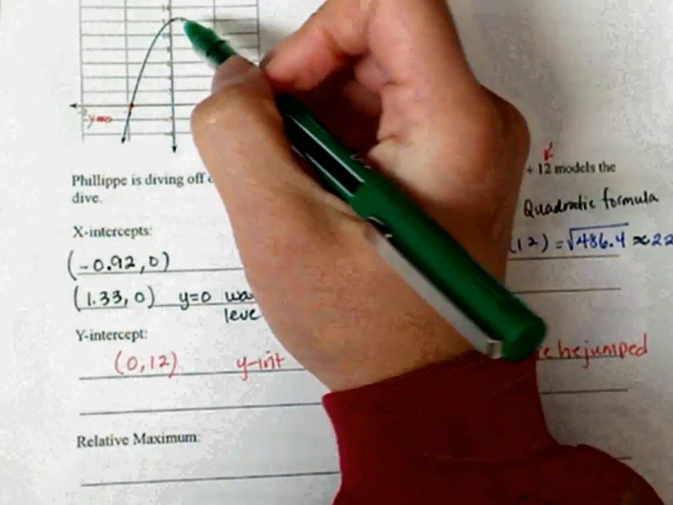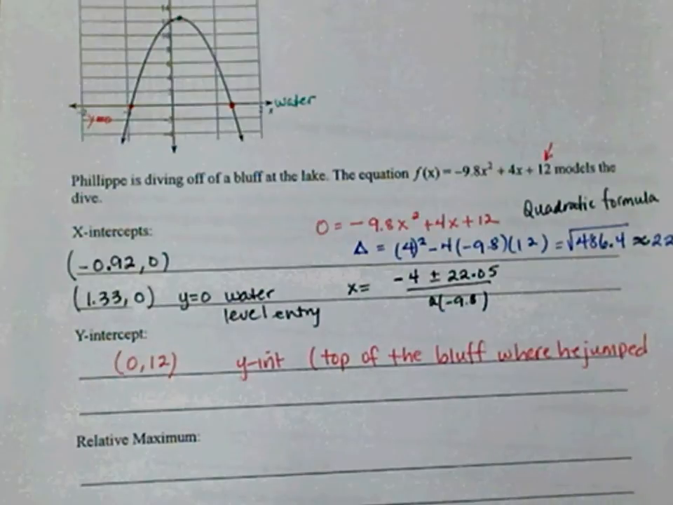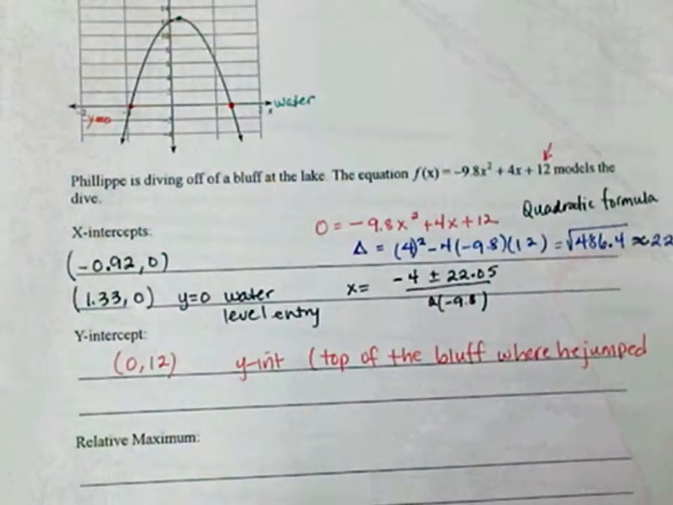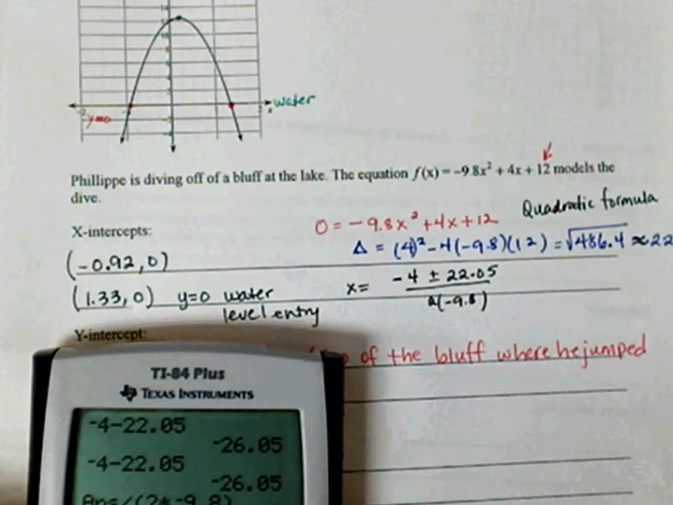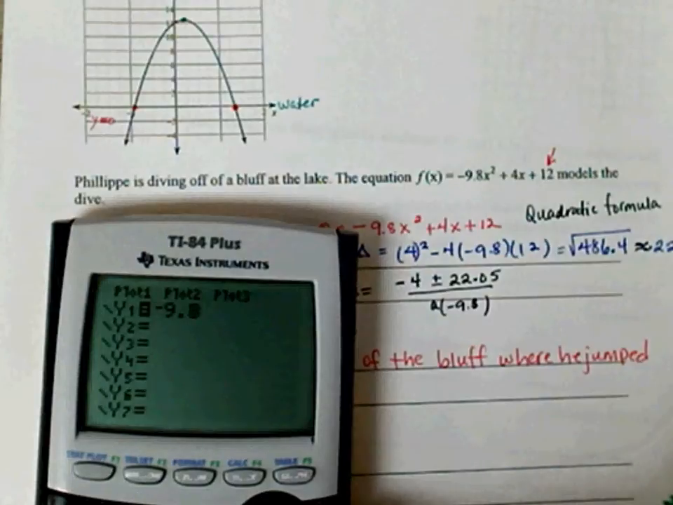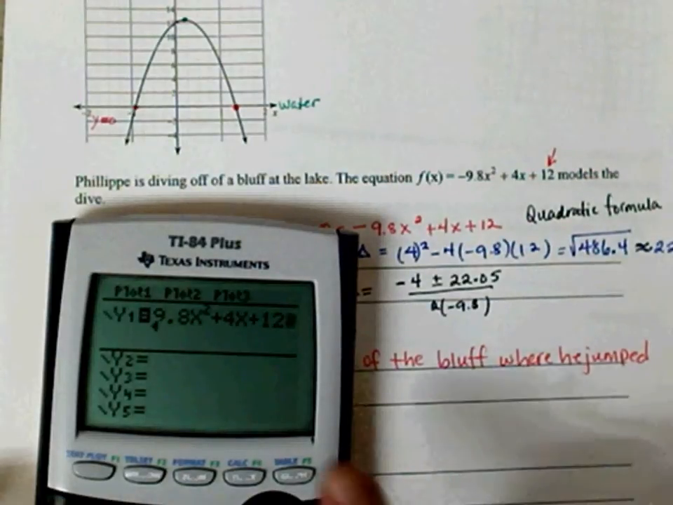Relative maximum. Well, the relative maximum is right there. By the way, you could do this on a calculator, and I'll show you that in a little bit. Regarding your relative maximum, I can't really tell where it is right here, so I'm actually going to use my calculator to help me. And to do that, I'm going to go to y equals, type in my equation, negative 9.8 x squared plus 4x plus 12, okay?